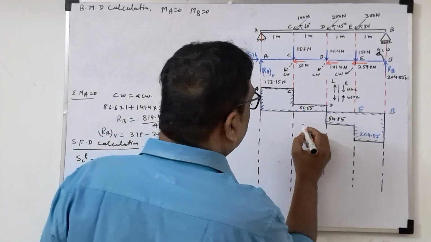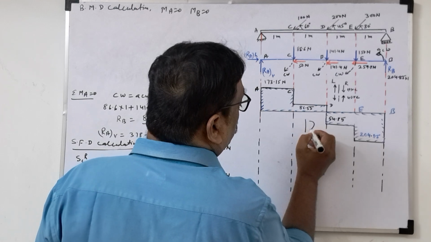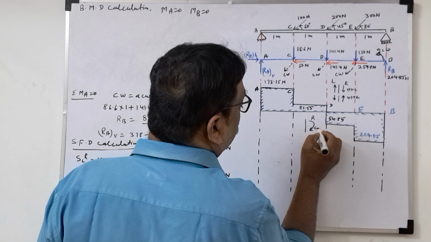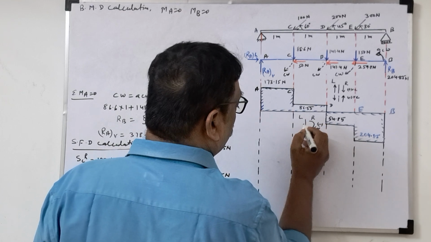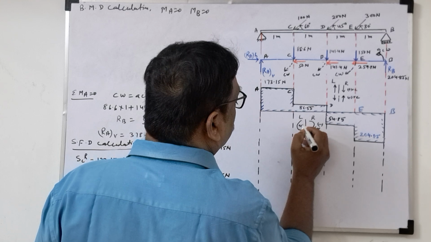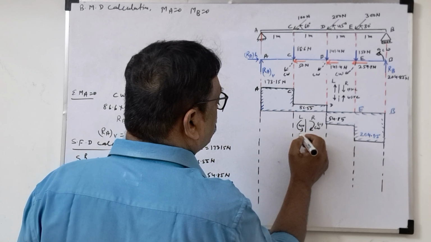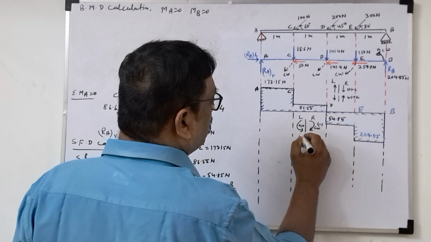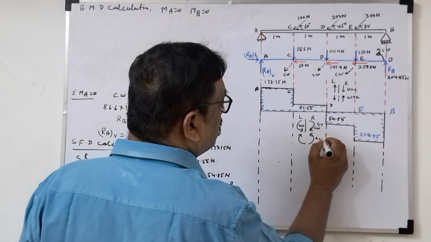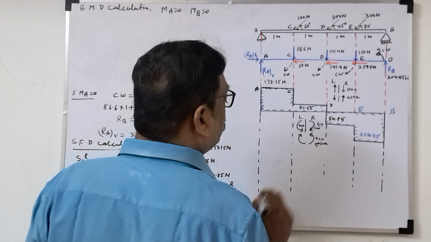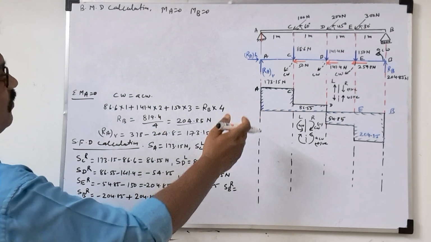So first, what sign conventions will we follow here? This is the section. If we see the right side, clockwise will be negative. If we take the left side, anti-clockwise will be negative. Reverse: this is anti-clockwise, and this is clockwise. Clockwise on the left side will be positive. These are the sign conventions we will follow. So I am taking from the left side.